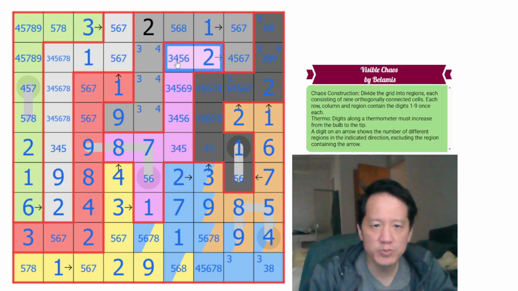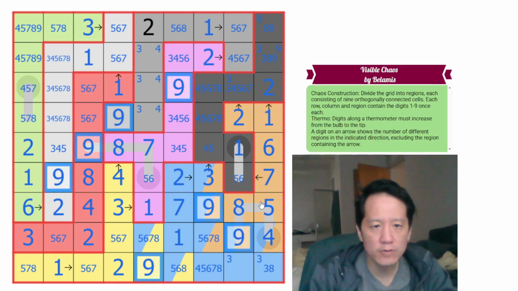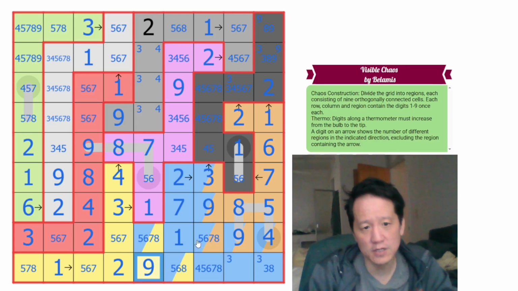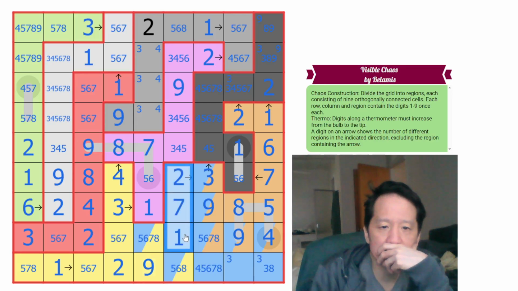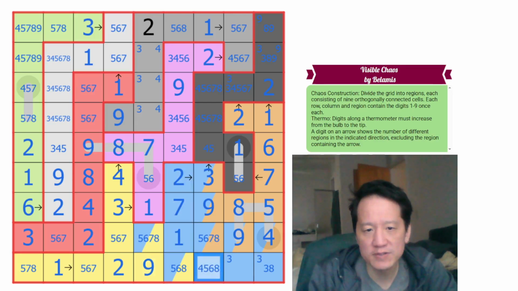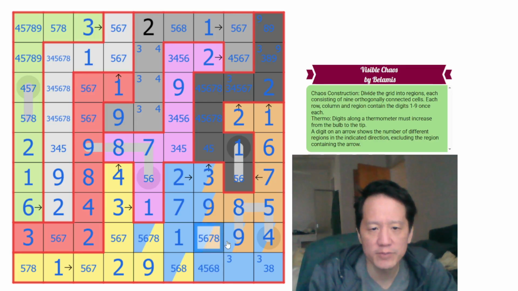Whereas the 9 in this pink area, it can only be here. So this is a 9 then. And we have all the 9s now. This is yellow. This blue has a 7, so therefore this can't be a 7. This is only blue or orange, so it cannot be a 7.